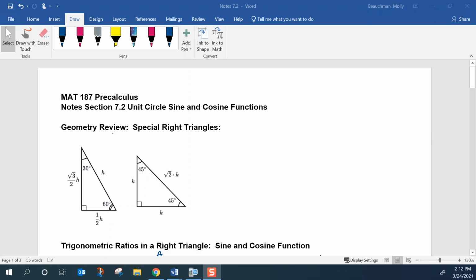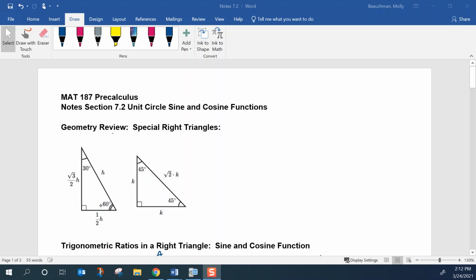In this video, we'll take a look at section 7.2, something called the unit circle, and the sine and cosine functions around the unit circle. So before we do that, we're going to review a couple of triangle relationships that you learned in geometry. The first one is the relationship between sides and what we call special right triangles.